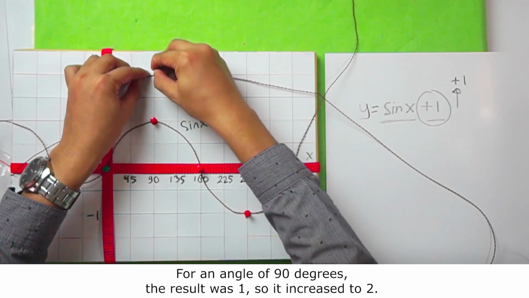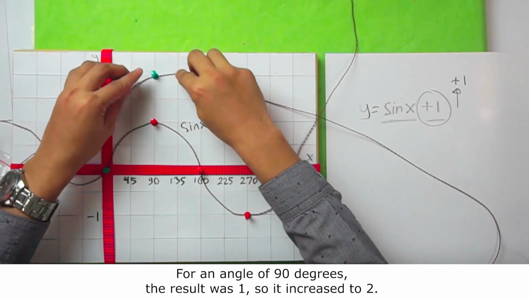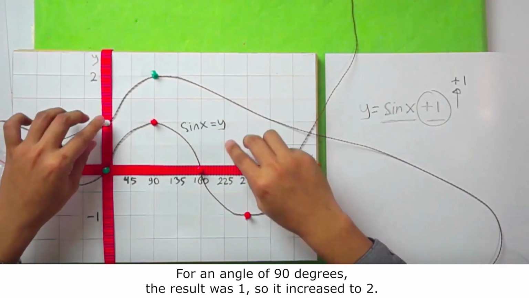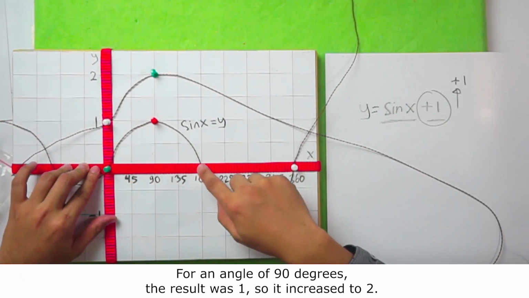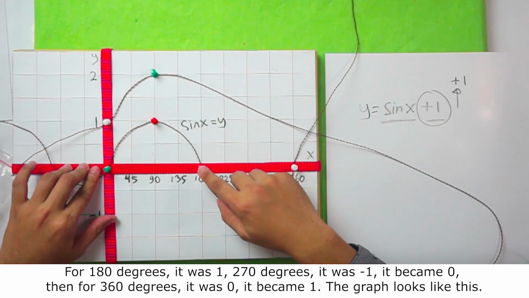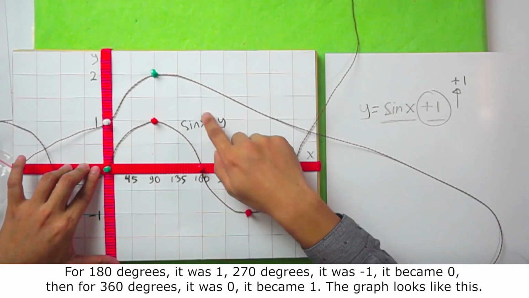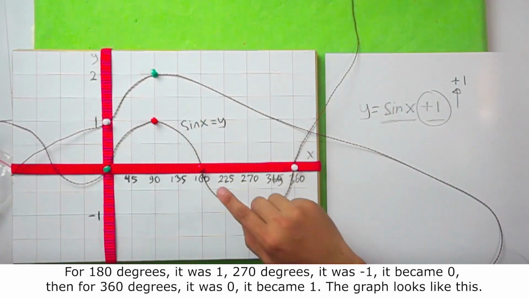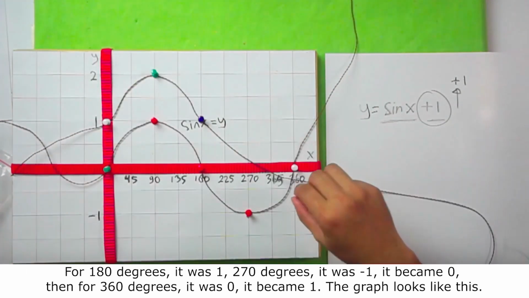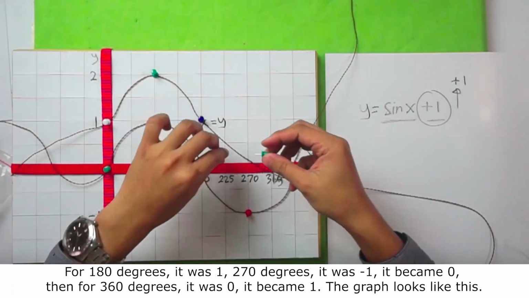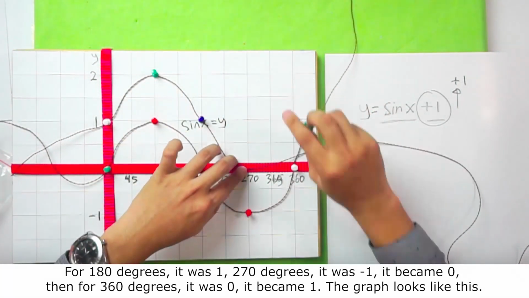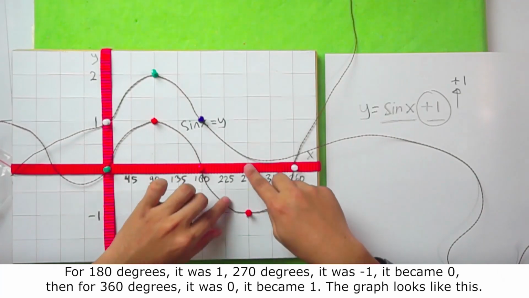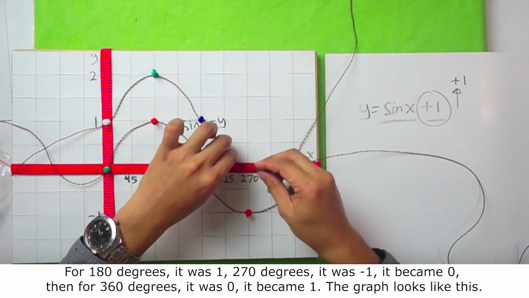For an angle 90 degrees, the result was 1. So it increased to 2. For 180 degrees, it was 1. 270 degrees, it was negative 1. It became 0. Then for 360 degrees, it was 0. It became 1.